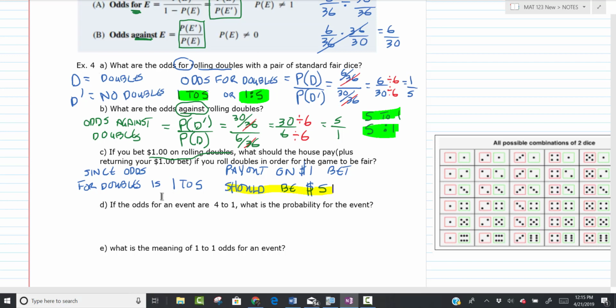Okay, so the next thing that I wanted to look at is, this says, if the odds for an event are 4 to 1, then what's the probability of that event? Well, first of all, for the probability of that event, the total would be 4 plus 1. You have to add those two numbers together to get that total. Notice on the last problem when we had 1 to 5 odds, 1 plus 5 is 6. Well, there were 6 possibilities on that. Okay, so that's the idea.